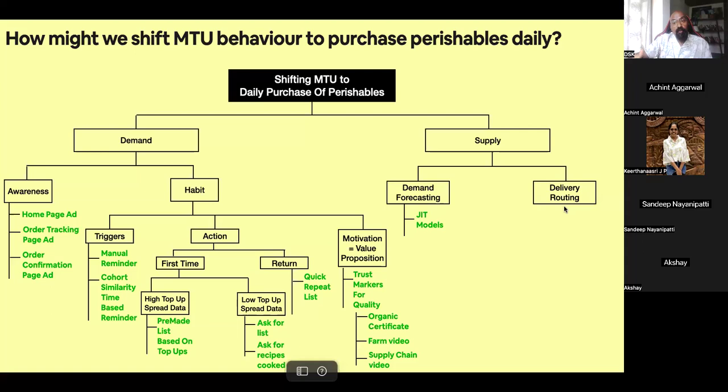The question then becomes, what happens when you don't have such a large top-up list or the spread looks very poor? Could we go about asking for it? Is there a way in which maybe I get a sense of what kind of recipes this person consumes and then try to figure out what kind of items are required for it? Then the question comes, okay, if this customer has done it once, how do I make it one click?